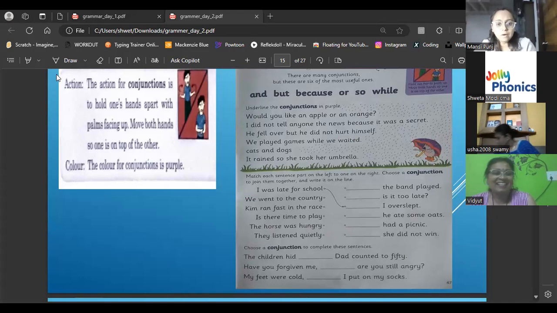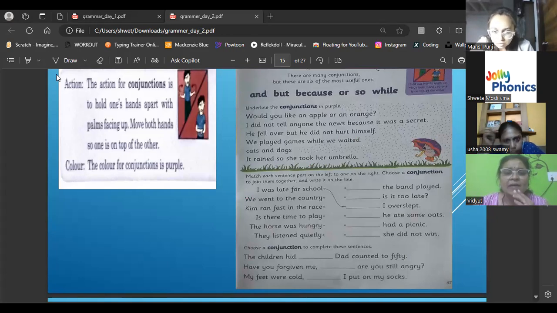Was late for school because I overslept. We went to the country and had a picnic. Kim ran fast in the race. Yes. She did not win, no, but she did not win. The band played.